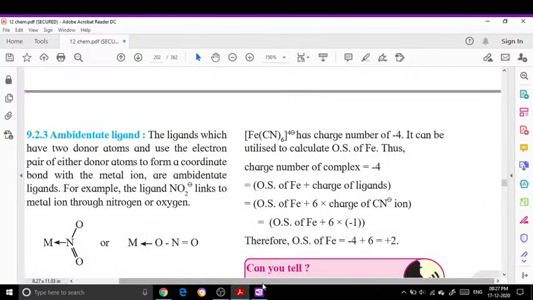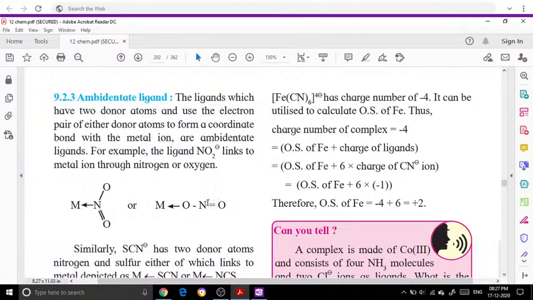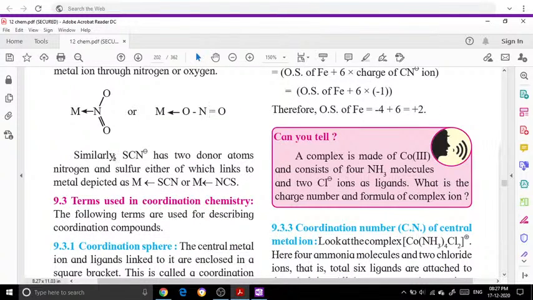Okay, now then we have ambidentate ligand. So what are ambidentate ligands? Ligands which have two donor atoms and use the electron pair of either of the atoms to join. For example, here you can have oxygen joining or you can have nitrogen joining. Similarly, we have sulfur and nitrogen. So two donor atoms are there, nitrogen and sulfur, either of which can link to the metal. Either sulfur or nitrogen can link to the metal.